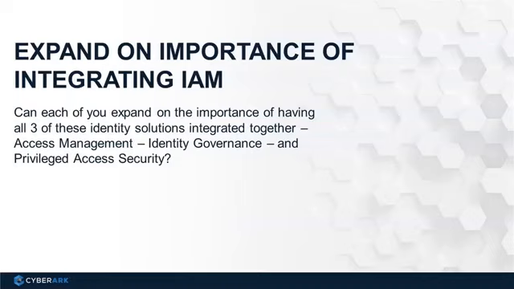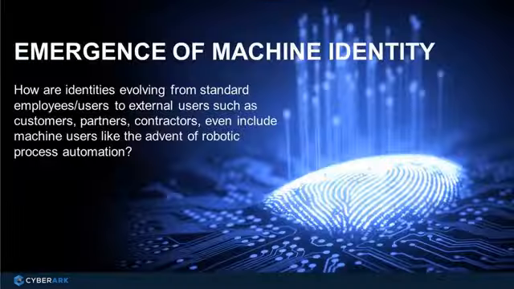All right, thanks. Appreciate that. All right, so now let's talk a little about a couple of use cases. I think that'd be an interesting transition for us. So with the emergence of machine identity, we touched on this a couple of times. How are identities evolving from standard employees, users, to external users, customers, partners, contractors, even RPAs? Adam, let's start with you on this.